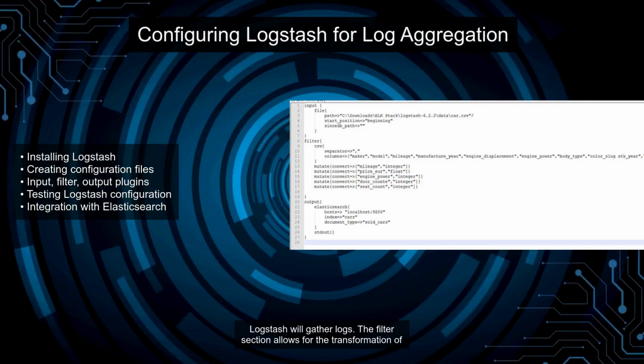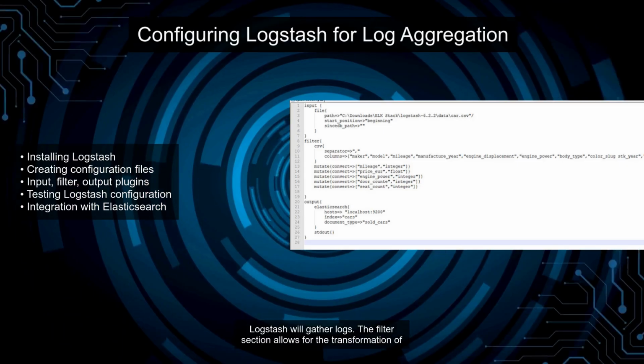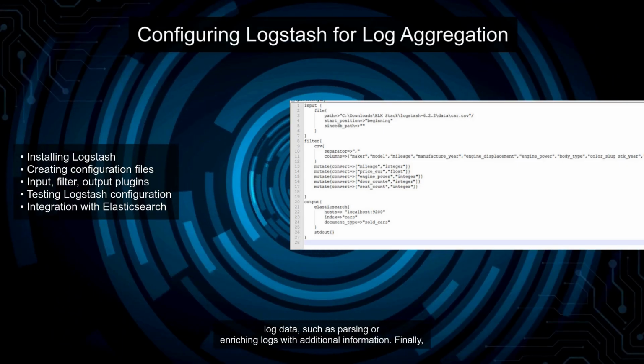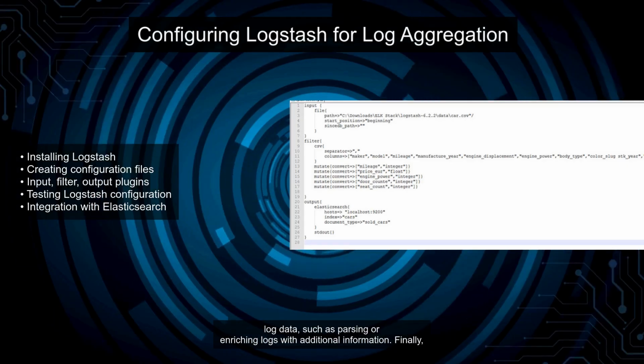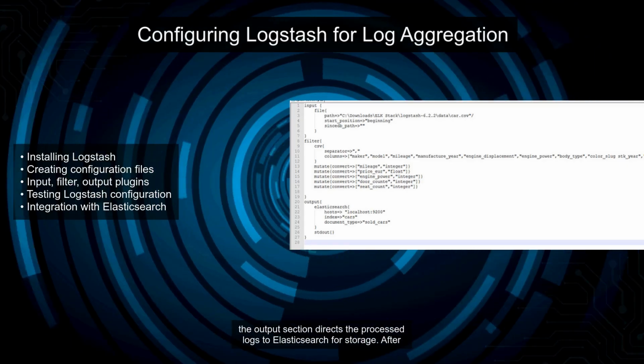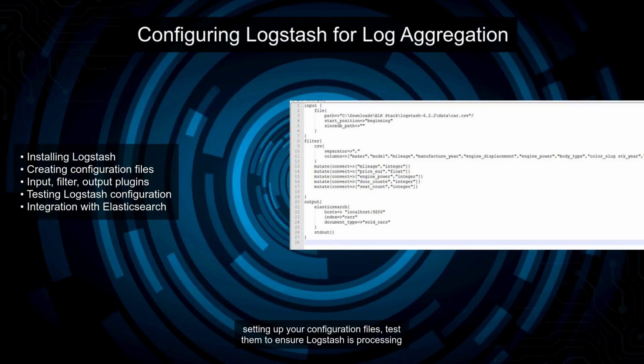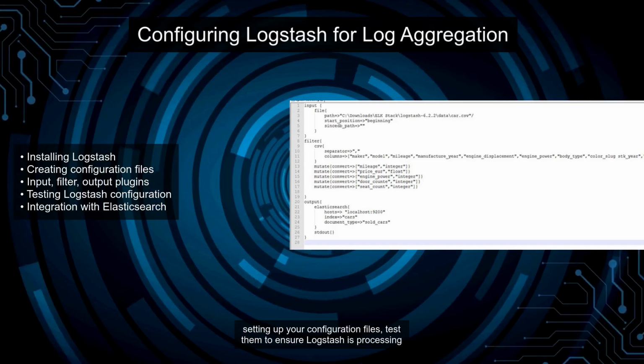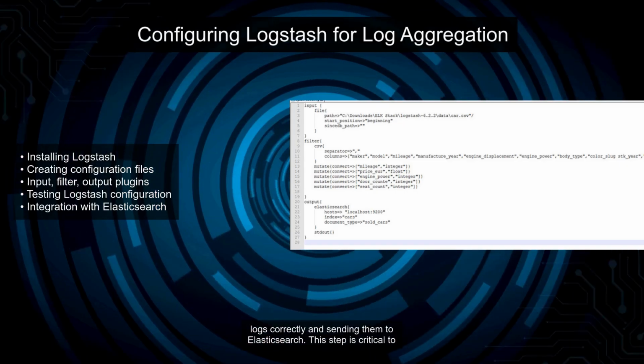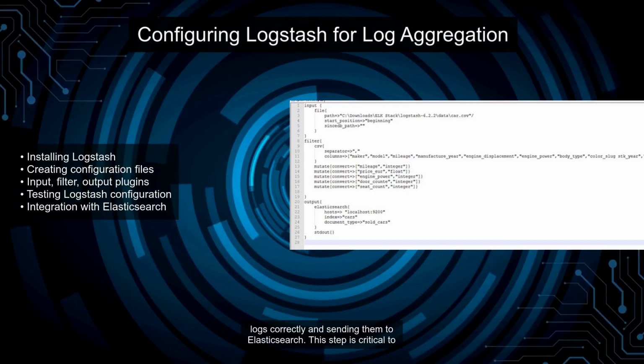The input section specifies the sources from which Logstash will gather logs. The filter section allows for the transformation of log data, such as parsing or enriching logs with additional information. Finally, the output section directs the processed logs to Elasticsearch for storage. After setting up your configuration files, test them to ensure Logstash is processing logs correctly and sending them to Elasticsearch.